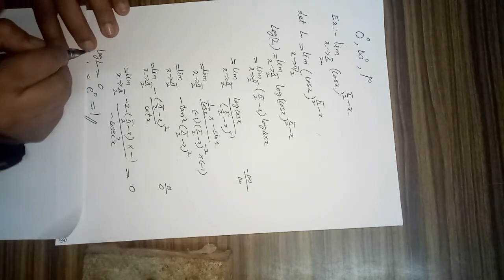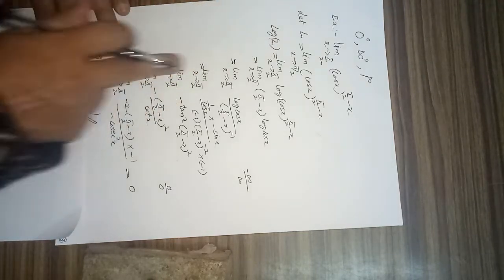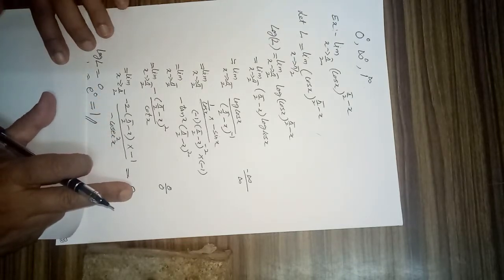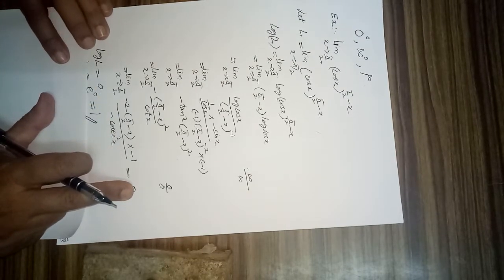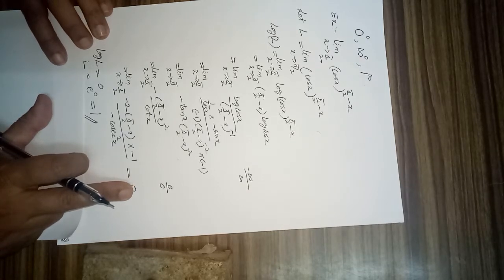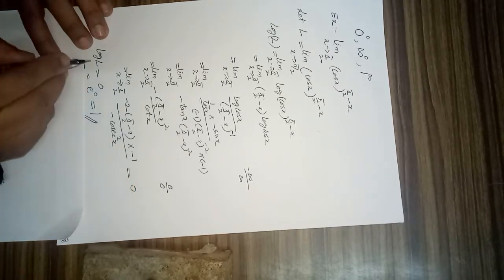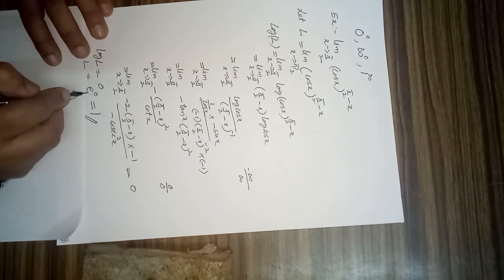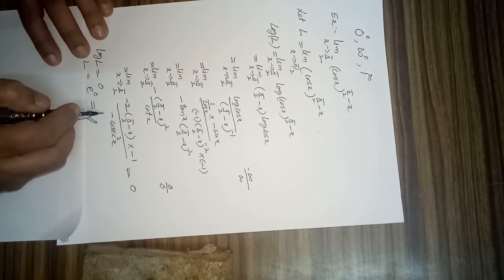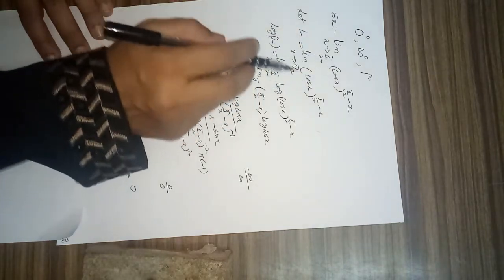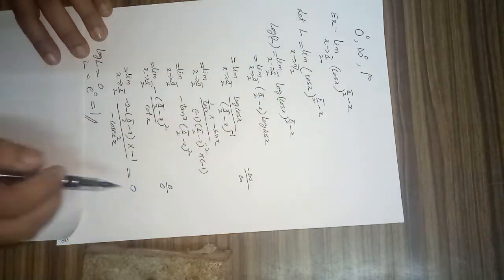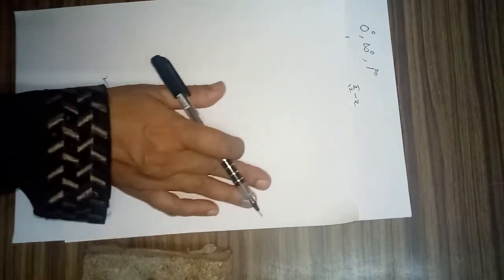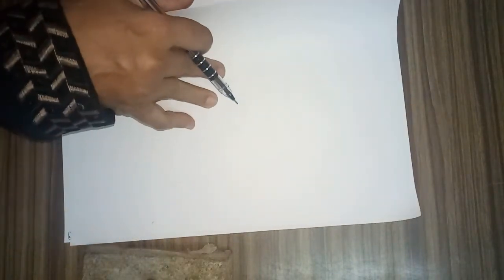Now actually it is log of L. We started with log of L, and we got 0. We are required to find the limit of L, not log L. So we remove the logarithm from both the sides. So L will be equal to e to the power 0, which is 1. Hence the limit of this function is 1. Similarly, let us consider another problem.